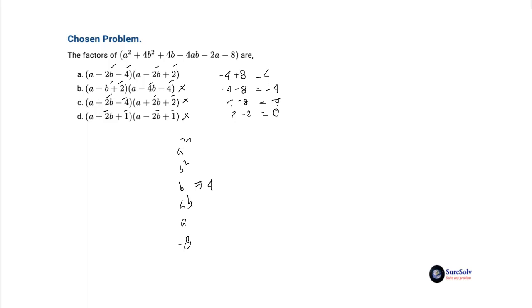At the first check itself, we have found the solution. Answer is option A. Again, explaining the method took a little bit of time, but if you are experienced in coefficient comparison, you can reach this solution very quickly.